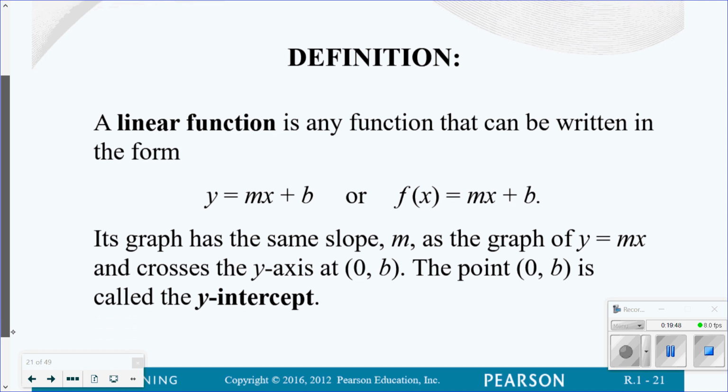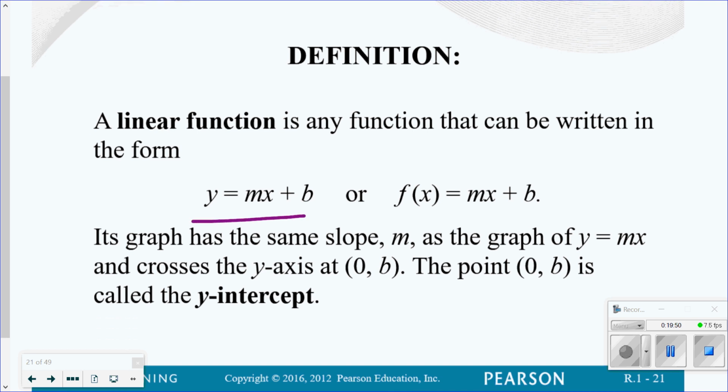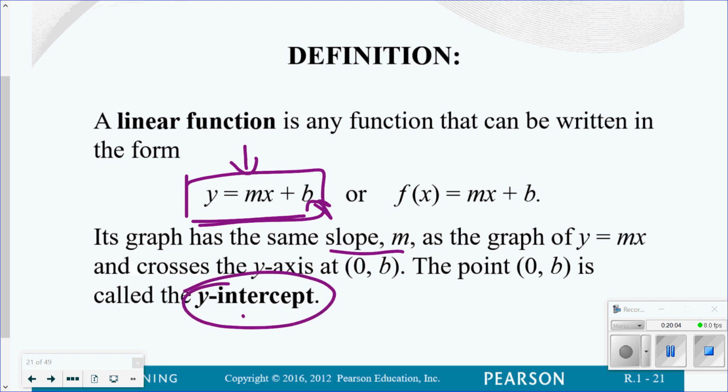Okay, linear function. Remember, we want to write them in this form: y equals mx plus b. M is your slope, and b is your y-intercept. M is the slope, b is the y-intercept.